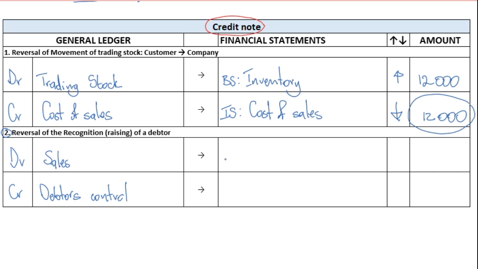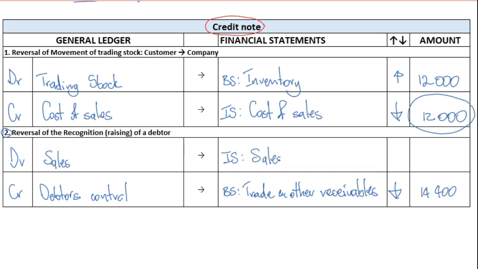In our financial statements, the debtors control account sits in the balance sheet under the trade and other receivables line item. So we will decrease the trade and other receivables line item by 14,400 rands. Sales sits in the income statement. So we are going to decrease the sales line item by 14,400 rands.